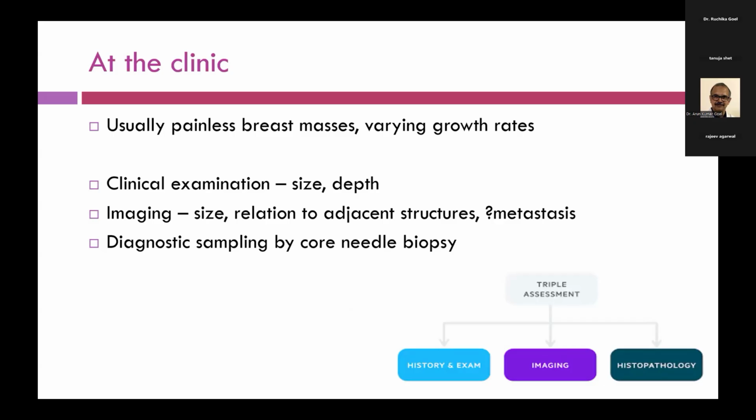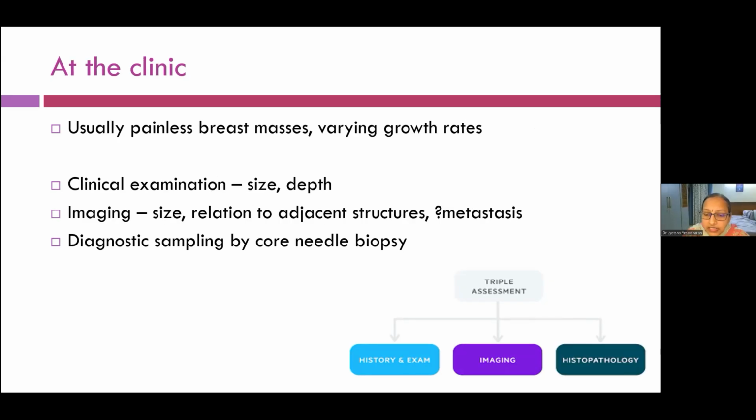So usually at the clinic, these patients present with mostly painless breast masses with varying growth rates. And the usual triple assessment has to be followed. So on clinical examination, you get an idea of the size of the tumor, the depth of the tumor, and then the patient is sent in for imaging. Imaging again confirms the size of the tumor, the relationship of the tumor to adjacent structures. And at a later point, you will even need imaging techniques to look for metastasis. But if you go in expecting that imaging will tell you specifically which mesenchymal lesion this is, you'll be disappointed because there's a lot of overlap in the imaging findings. So the gold standard on which the final diagnosis rests is actually histopathology evaluation.